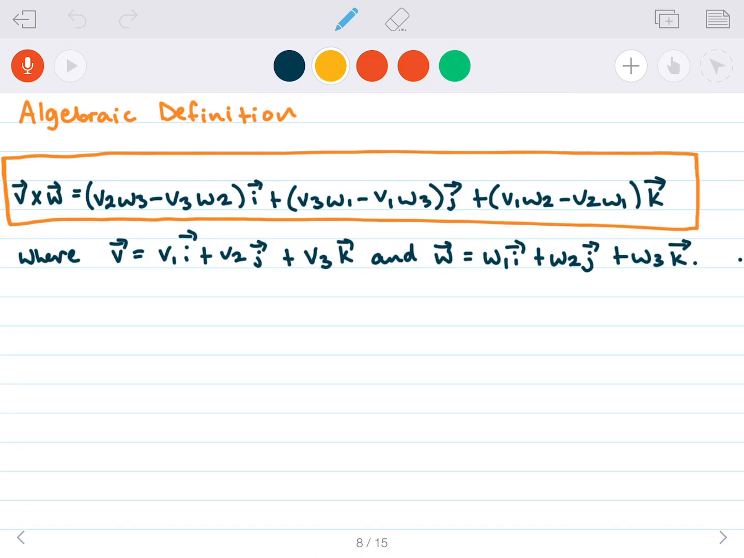We also have an algebraic definition for the cross product, and this is the formula right here. It is kind of long and cumbersome, but that's it. And we're just assuming that our vector v has coefficients v1, v2, and v3 in the x, y, z positions respectively, and w is w1i plus w2j plus w3k. So this is the formula that we're going to be using the most.